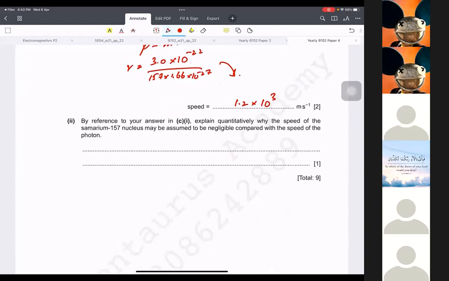By reference to your answer, explain qualitatively why the speed of the samarium nucleus may be assumed to be negligible compared to the speed of the photon. Because it is very small. You see, 1.2 times 10 raised to 3 is so small compared to 3.0 times 10 raised to 8. So almost negligible.